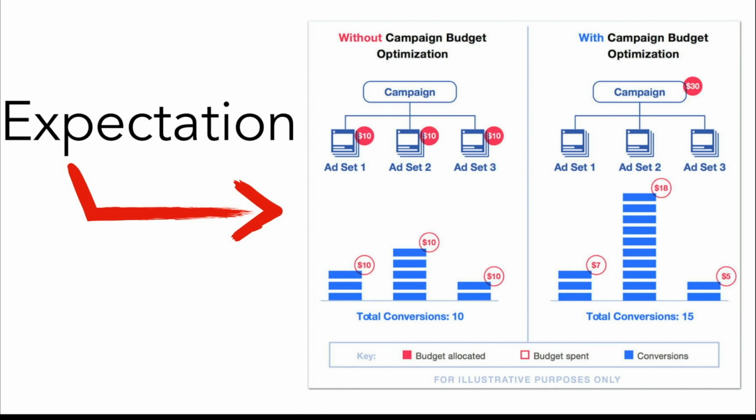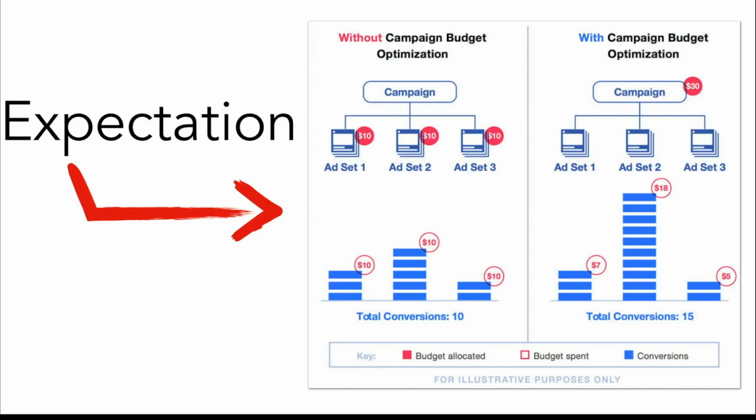So if you look here on the left, this is with even distribution. Clearly ad set 2 is doing very well, but for some reason, Facebook is not optimizing it. But now with this automatic system, Facebook will automatically, incredibly intelligently do this for you so that it automatically puts $18 into ad set 2 and drops the budgets in the other two ad sets. Now this is all well and good if it works perfectly.